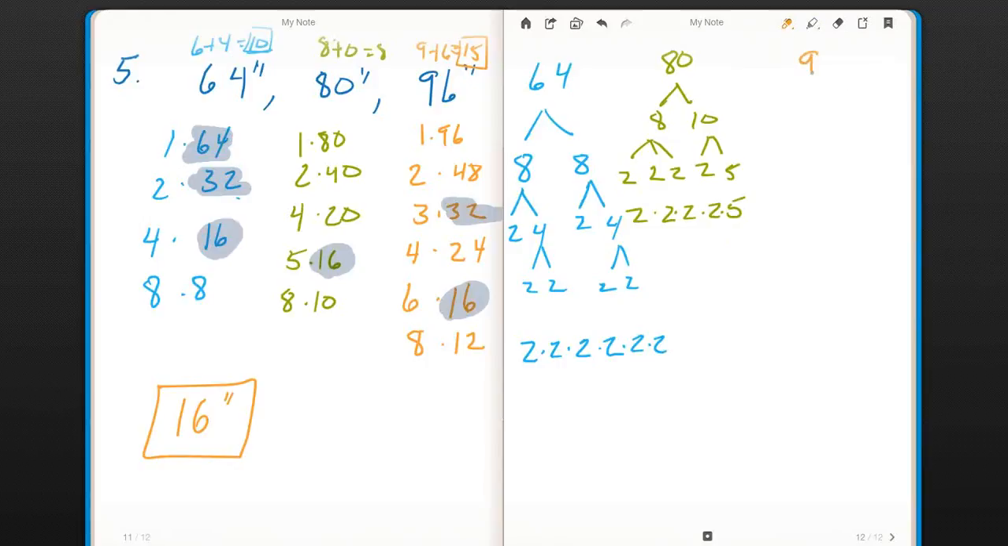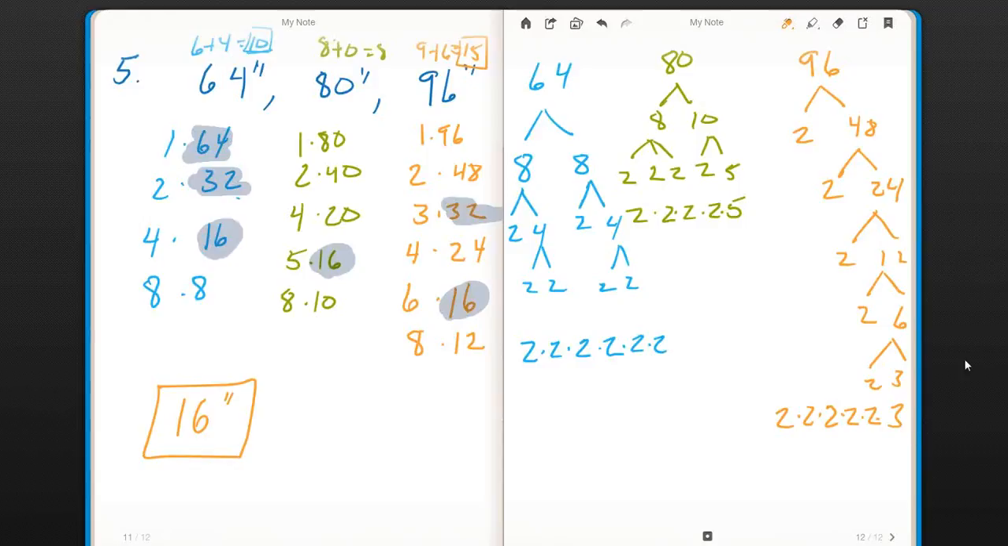If I factor 96, I could do 2 times 48. 48 is 2 times 24. Generally, if I don't see one that's really obvious, I really do go with 2 until it quits working. And so 96 is 1, 2, 3, 4, 5 2's times 3.